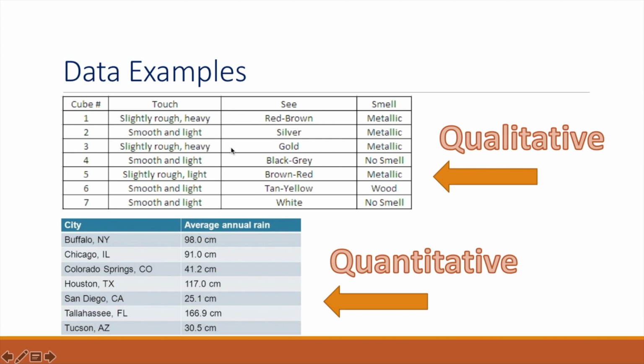Your second chart has words on it. Look at these words. It says slightly, rough, heavy, brown, red, brown, metallic. These are all descriptive words. So since we're using descriptions and we're using words, it's going to be qualitative data. Go ahead and pause if you need to. Restart when you're ready.